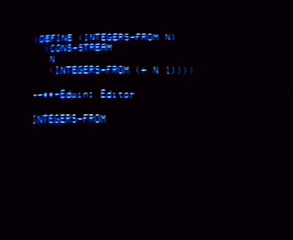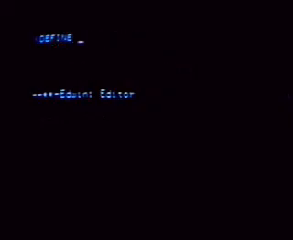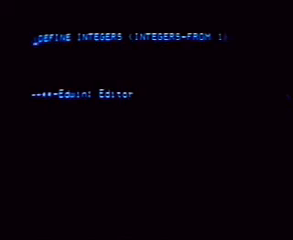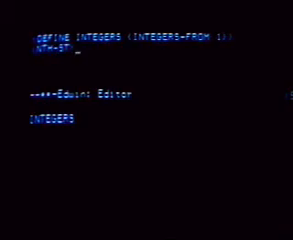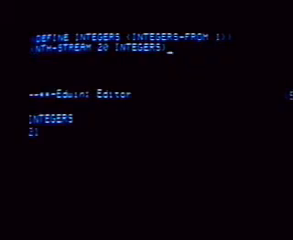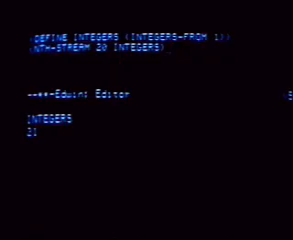Then I could say, let's get all the integers. Define the stream of integers to be the integers starting with 1. And now if I say something like, what's the 20th integer? It says 21 because we start counting at 0.